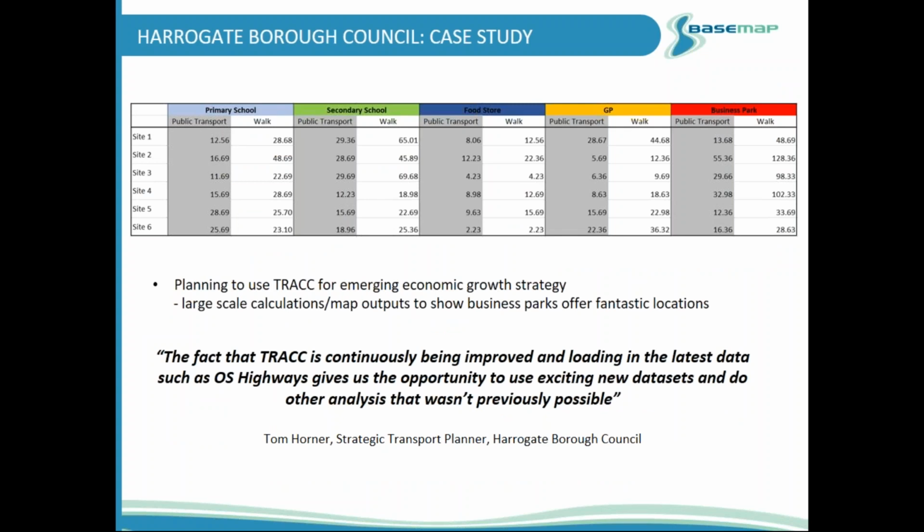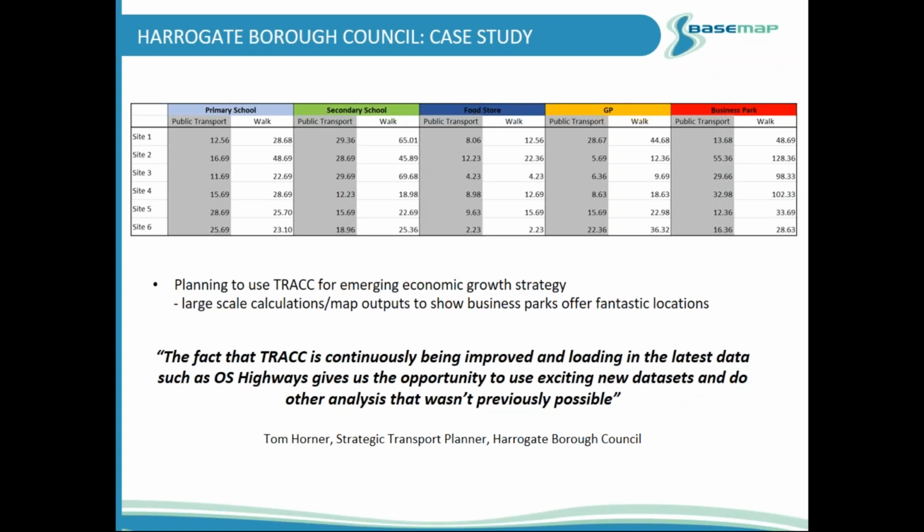So here we've got a matrix file. Across the top, we've got various different destinations, so we've got primary schools, secondary schools, for example. We've then got, in this example, just 6 different sites. And then for each site, we've got a travel time in minutes via public transport and walk to their closest primary school or secondary school.